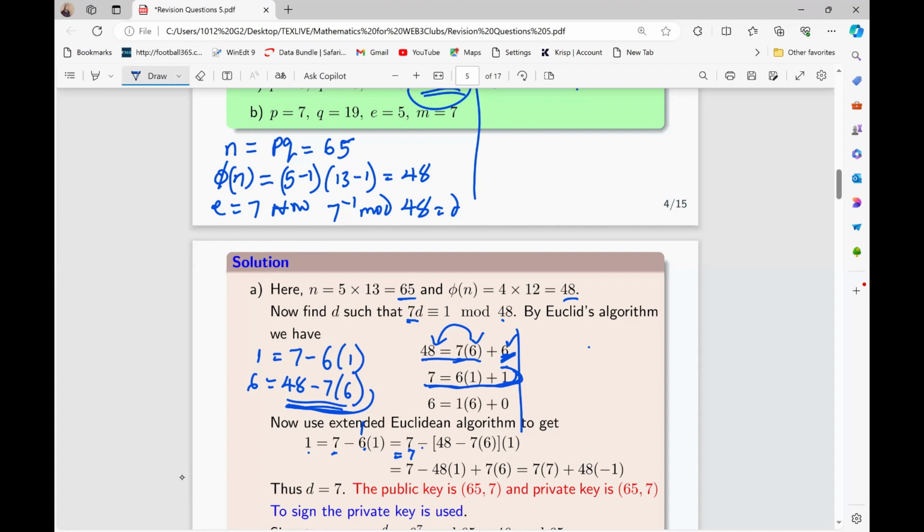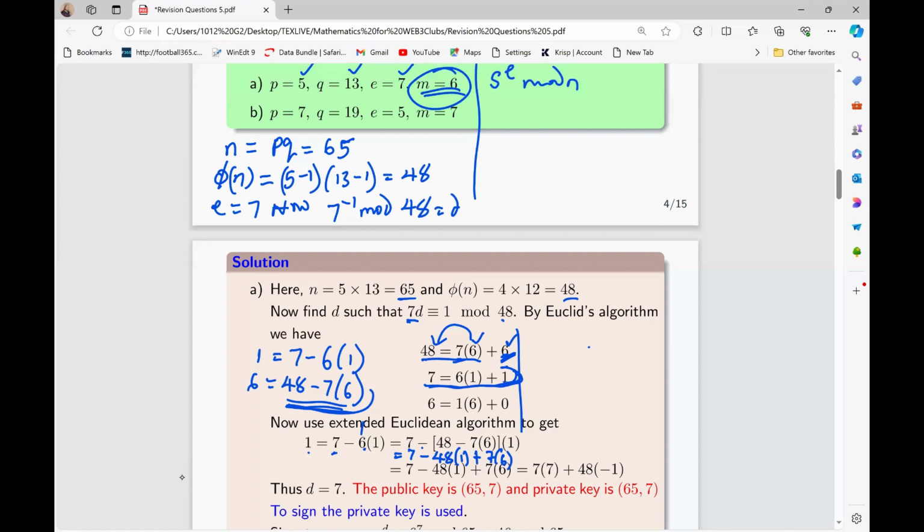So when I take them inside the brackets, what I get is 48, 1, that is minus. Then this minus times that will be positive 7, and this 1 times that is 6, just 6. And so that is the step you are seeing here. That is this step.